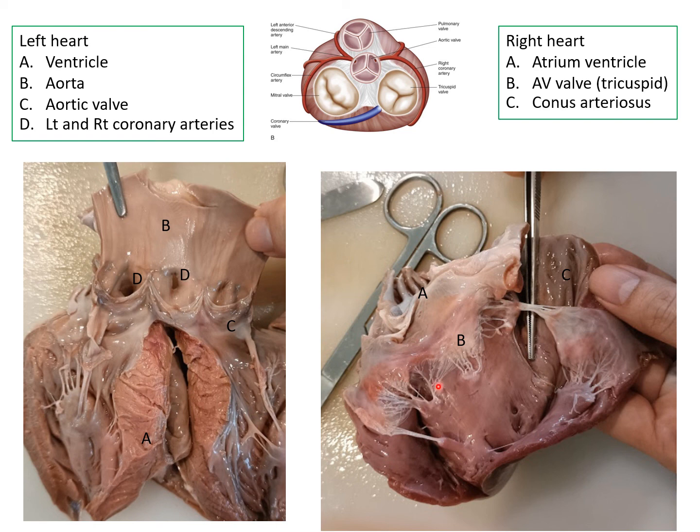The right picture here is the right heart. A is the atrium, B is the valve, and the blood will come from the atrium to the ventricle and through this area called the conus arteriosus to the pulmonary trunk.